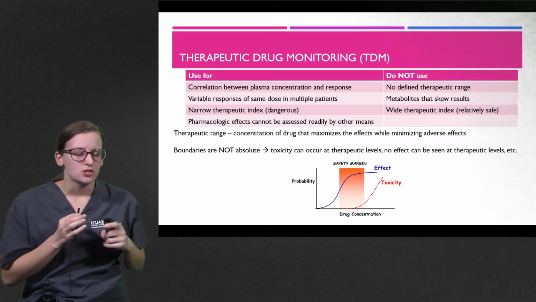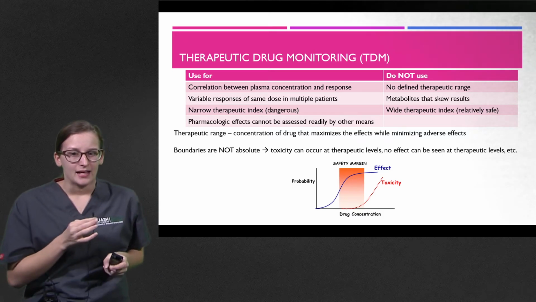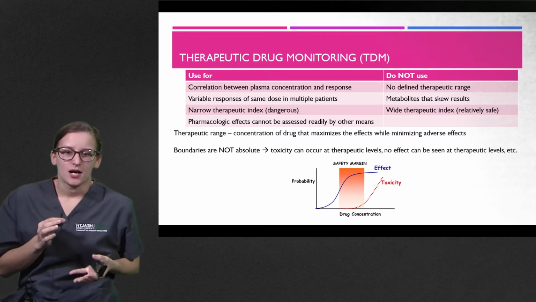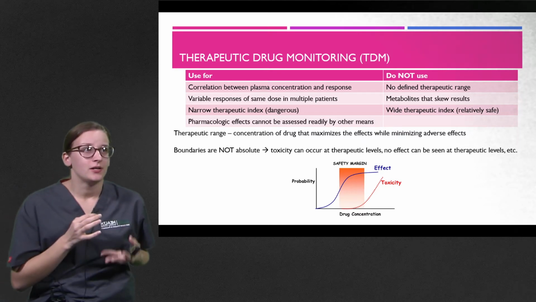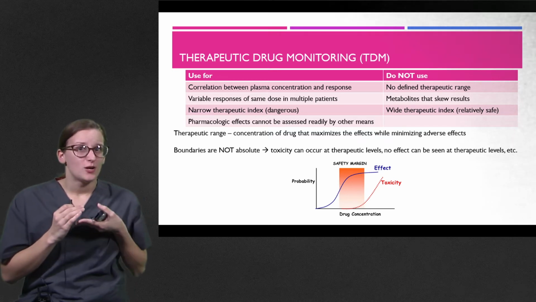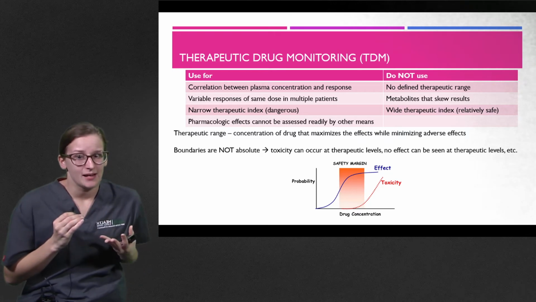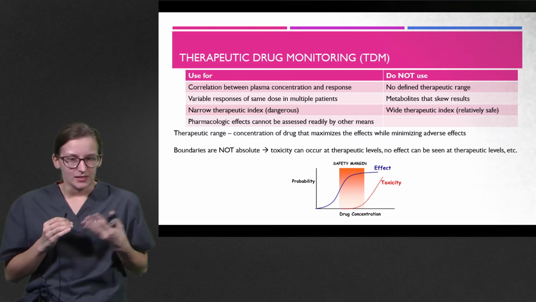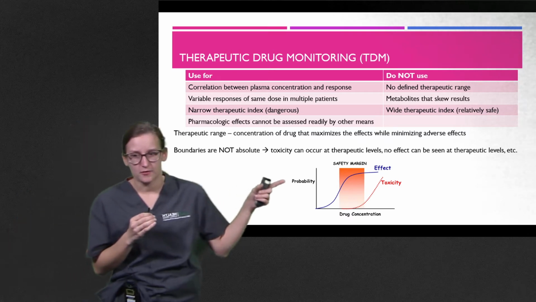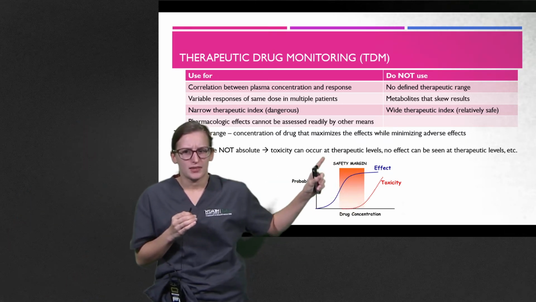And just a little tidbit here is that boundaries are not absolute, meaning that you can have drugs that have toxic effects at any level because bodies metabolize differently. Sometimes the window is so narrow that you could have toxic and therapeutic effects at the same time, etc. And then here's a little diagram showing the effect versus toxicity, and this is a diagram to help show you what the safety margin is.